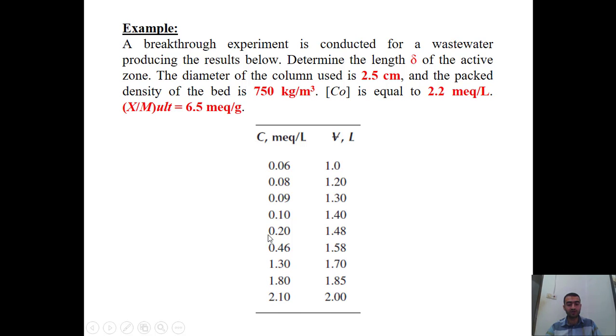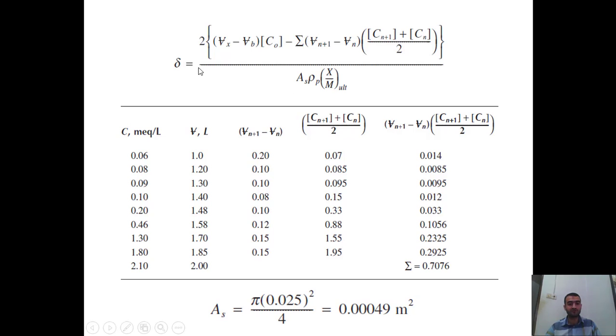But where is the breakthrough point? I mean, how much is the length of the active zone here? In order to know the length of the active zone, we have to solve this equation. And this equation contains a summation. That means for each point we have to calculate this part of the equation. So we have to develop such a table to be able to calculate this part of the equation.